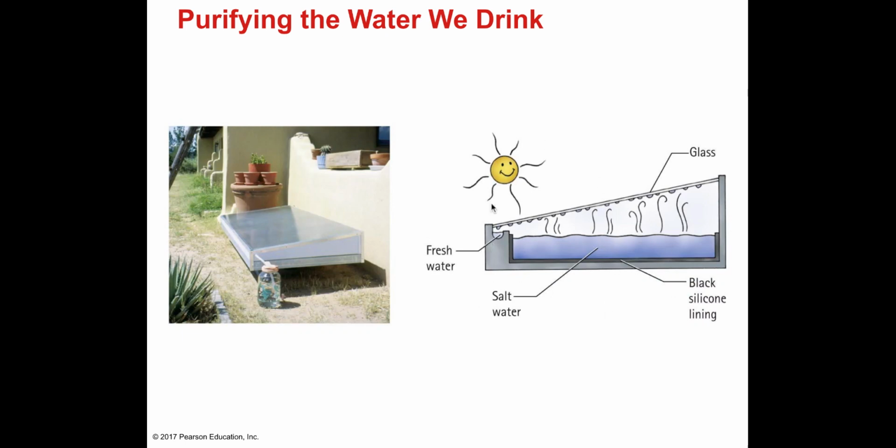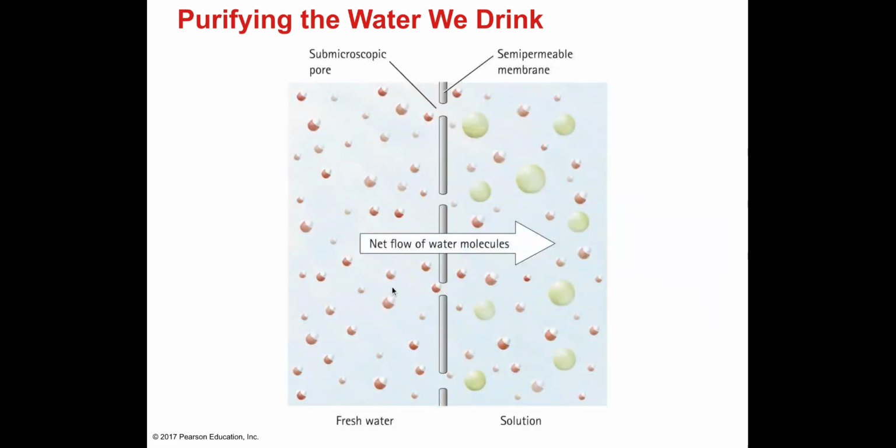All right, so actually, you can have salt water right here. You have a glass, you have fresh water at this point. Okay, and then this one here is a black silicone lining. All right, so this is reverse osmosis right here. So if you have water and a semi-permeable membrane, what is going to happen is that there will be a net flow of water molecules in that direction. So if you have fresh water here, you have a solution on the other side. Okay?